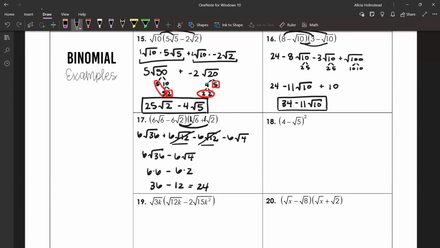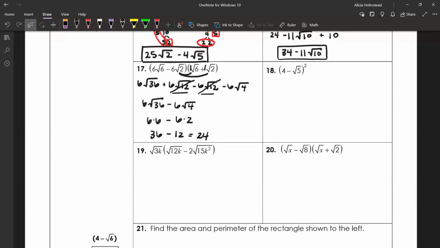Alright, number 18. This one's really important. So for number 18, this squared here, we are all going to be tempted to just apply it to everything on the inside, but hear me out right now. That only works when there is only multiplication on the inside. When you are adding and subtracting, that is not a valid thing to do. Instead, you have to remember what a squared means. Well, squared means something times itself. So we're going to rewrite this as 4 subtract the square root of 5 times 4 subtract the square root of 5.